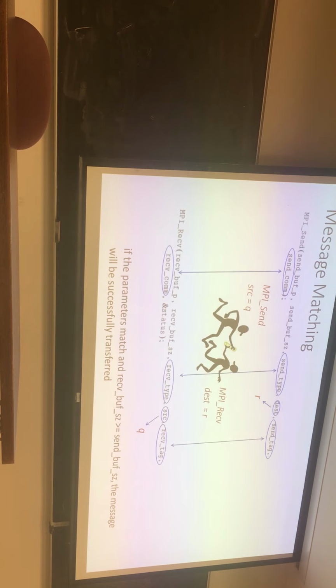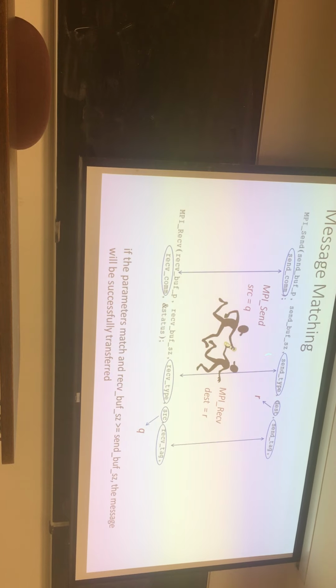Okay, so when you are trying to pass a message between two processes, MPI will perform a message matching. This is the sender. Let's say the sender's rank is Q, and this is the receiver, and the receiver's rank is R. Then the sender needs to specify the destination to be R here, and the source needs to be Q. So basically these two have to be matched.